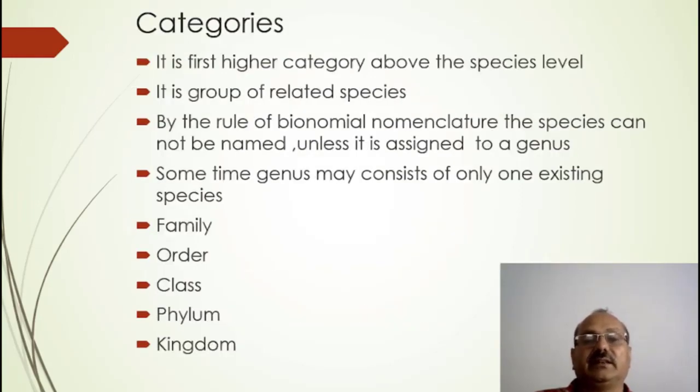Now next, the genus. It is the first higher category above the species level. It is a group of related species. By the rule of biological nomenclature, a species cannot be named unless it is assigned to a genus. Sometimes a genus may consist of only one existing species. Then family, order, class, phylum, kingdom. These are the hierarchical classification.